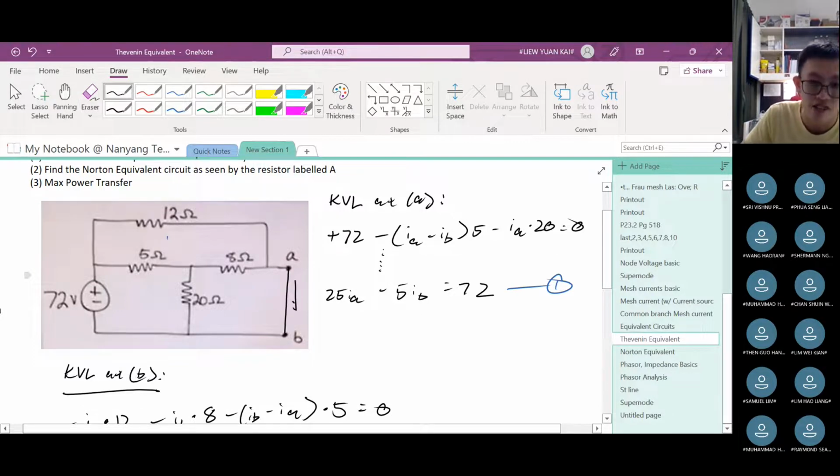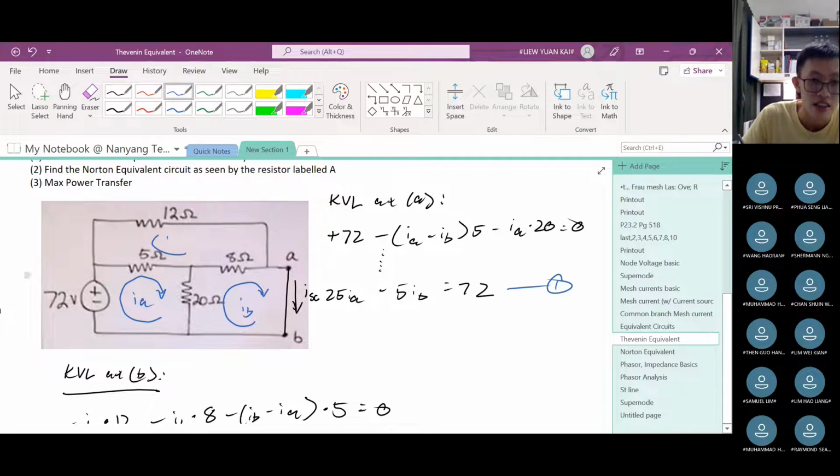And we want to find the current through this now. Okay, let's call this I short circuit. So what do I do? I just use mesh currents as well. So this is IA, this is IB, and this is IC.